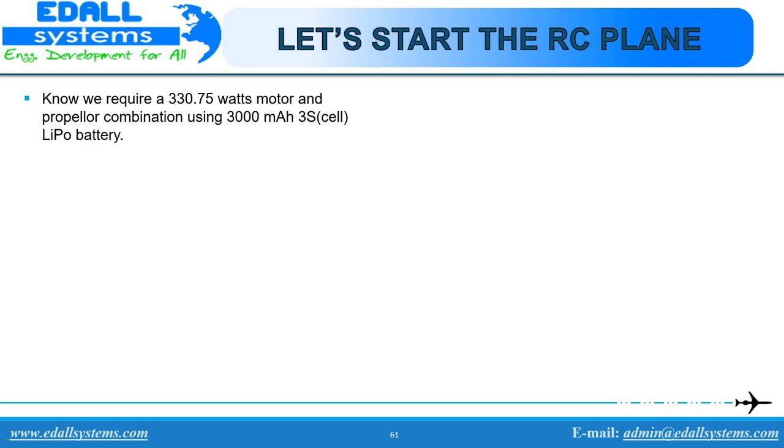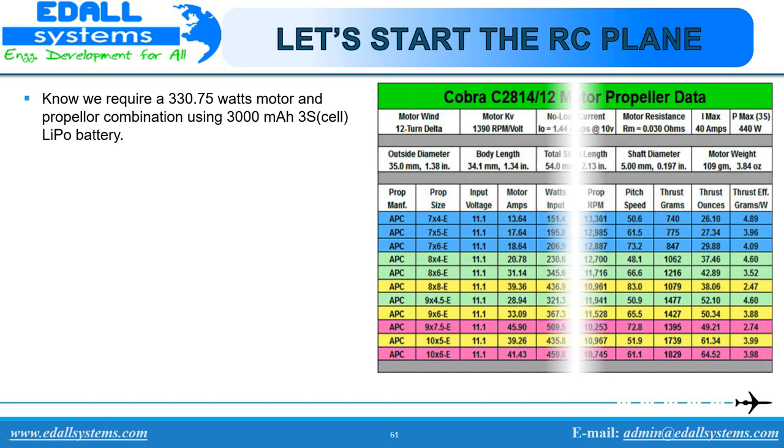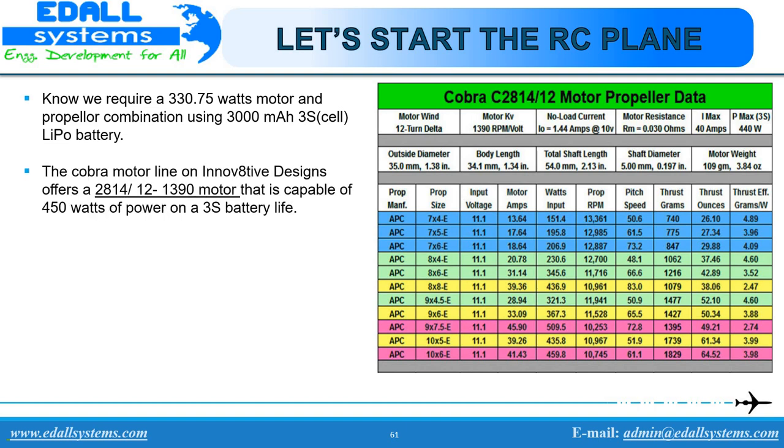There are varieties of motors available in the market, but what we have to focus on is the specifications we will be needing for our flight. Every motor company has motor propeller data which can be used as a reference to choose the motor. I have taken reference of the Cobra C2814/12 motor propeller data for our specification. This motor is 2814/12/1390, which can be read as 2814 size, 12 turns and 1390 kV motor.